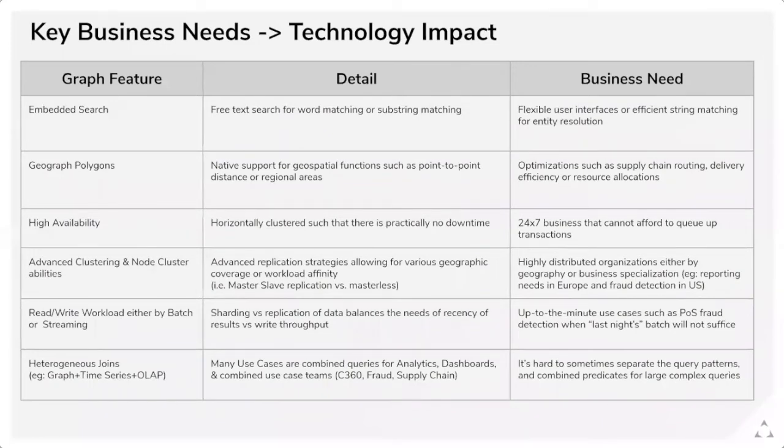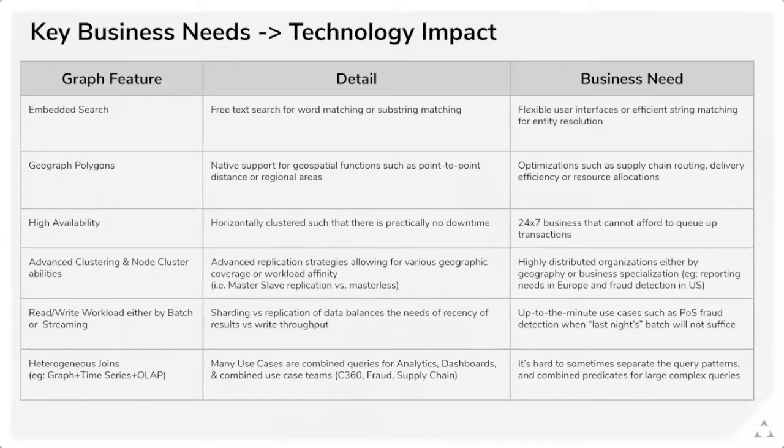Geographic polygons, right? So many of our supply chain or routing use cases require some notion of distance and cost associated with distance, and maybe some geospatial functions allow us to do some more advanced computations such that we can make better predictions on routing and what have you.